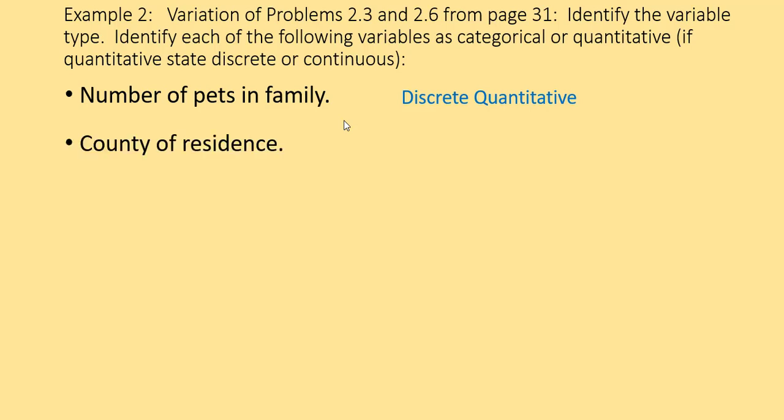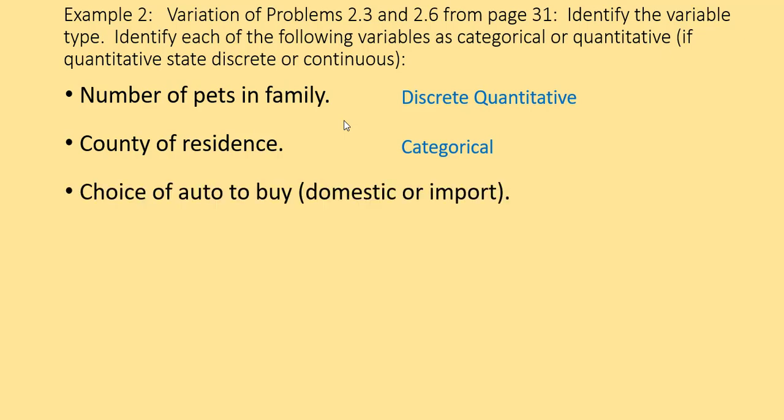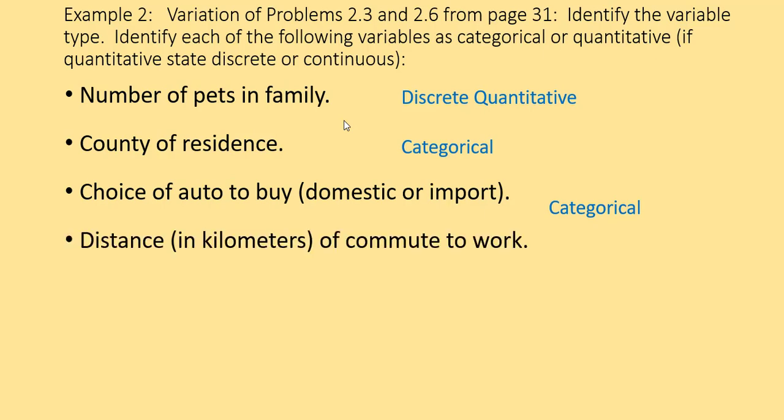County of residence. Here at USC it's Richland County or Lexington County, whatever the county is. So this will be categorical. It doesn't make sense to average Richland County with Lexington County or Kershaw County. Choice of auto to buy. Are you going to buy a domestic or an import? This is also categorical. Distance of commute to work or school. What do you think? Yeah, you could drive exactly 5 kilometers or 5.1 kilometers. So that will be continuous quantitative.